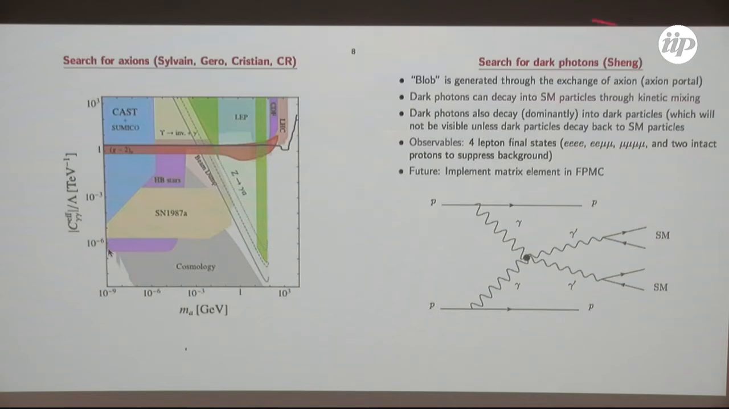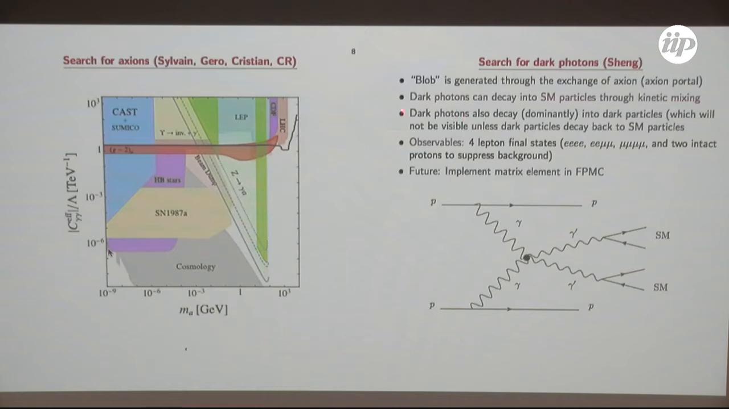Then we also discussed with Sheng another topic, which will be developed in the near future, which is the search for the dark photon, which is here. Again, the same idea: photon-photon interactions, two intact protons in the final state. And then in this blob, we can produce some dark photons, which are here gamma prime, through an exchange of axion. So this is basically what we assume for this kind of model. And this dark photon decays into standard model particles, which are here. So these are the signatures that we would like to look at.